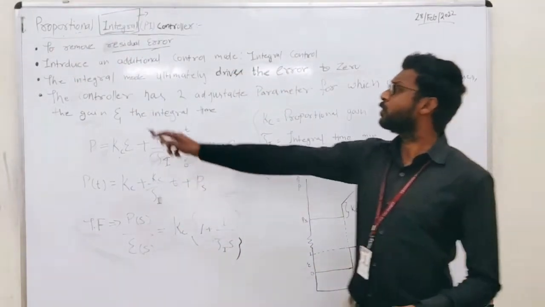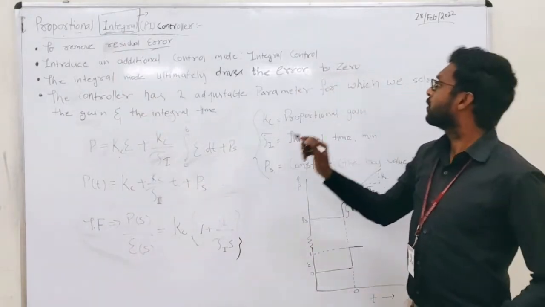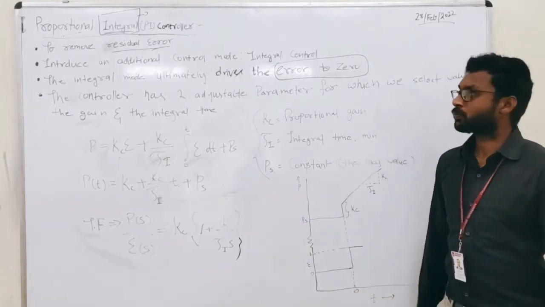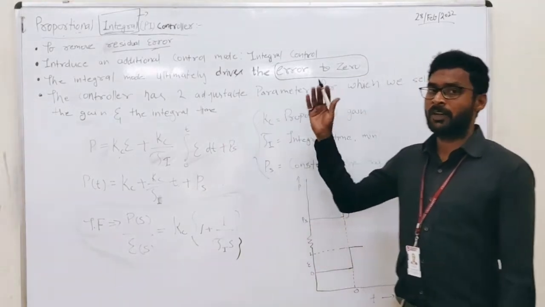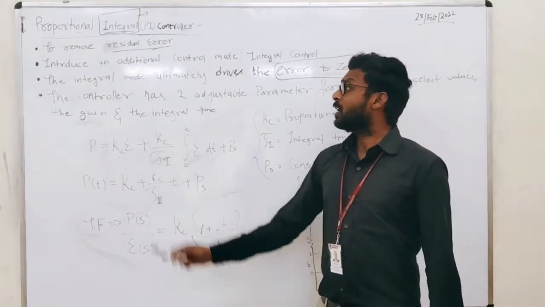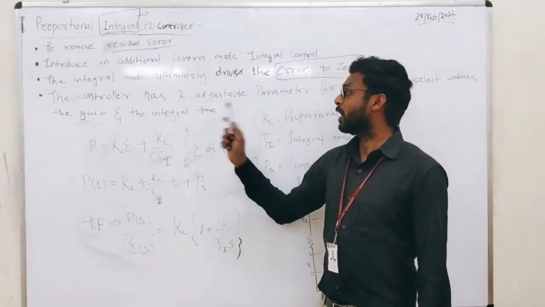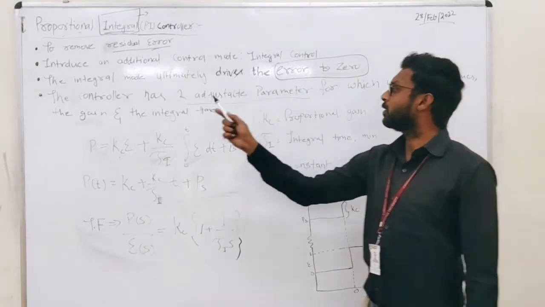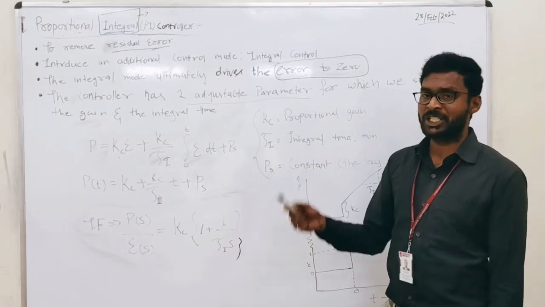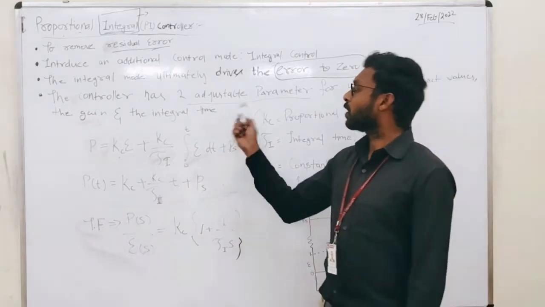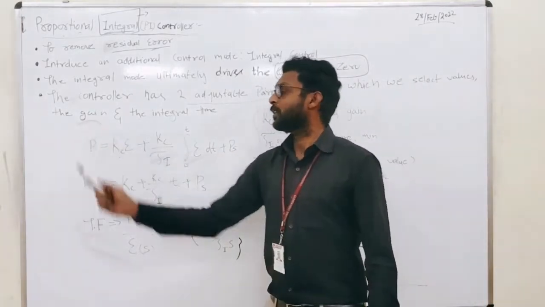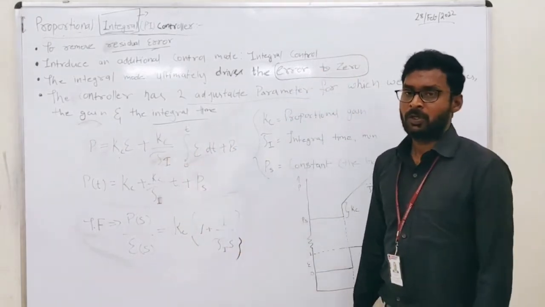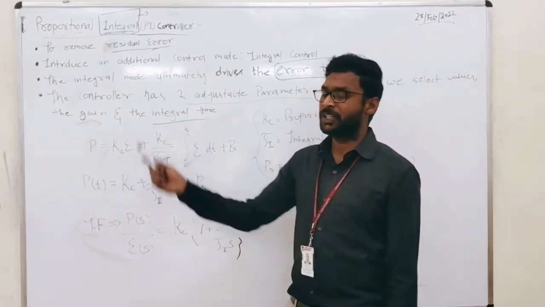And when we use this proportional integral controller, we will get the error value as 0. Ultimately, the error value will become 0. And in this controller, we have two adjustable parameters. By changing these two parameters, we can achieve the desired output. What are those parameters? First one is that you can change the gain of the process, or you can change the integral time. By changing any of these values, you can achieve the desired output.